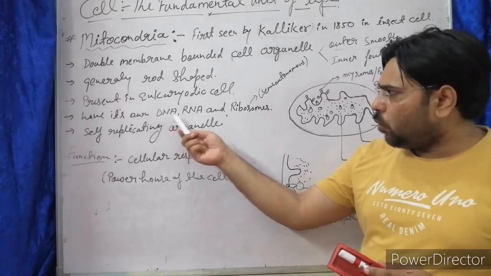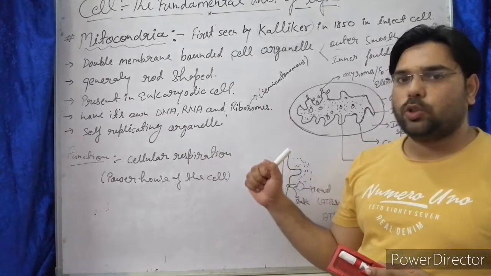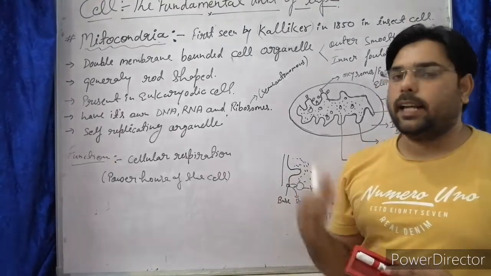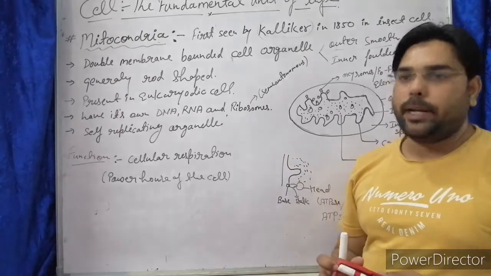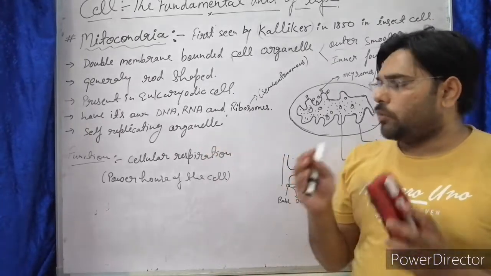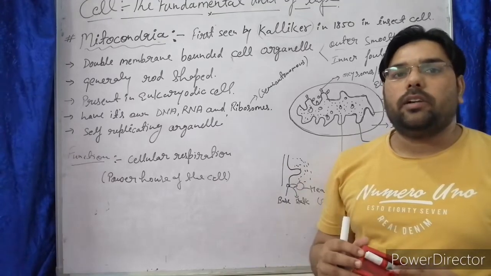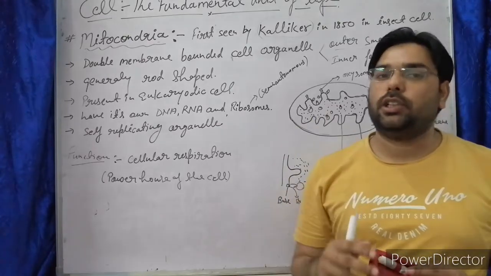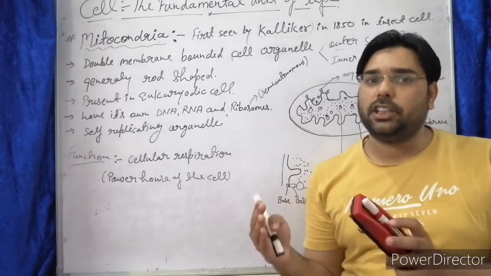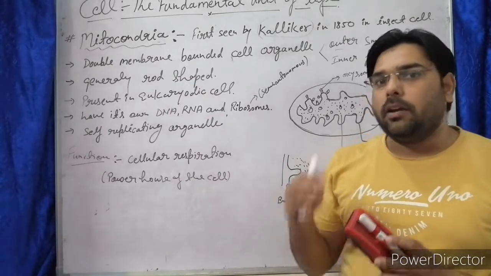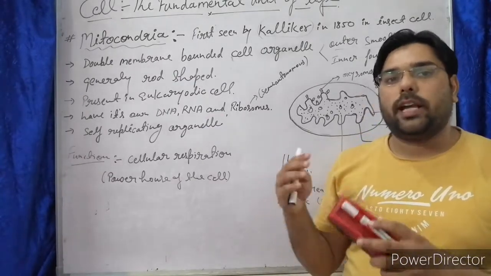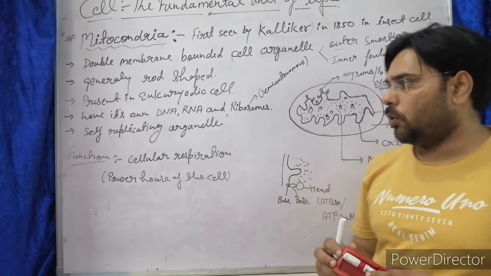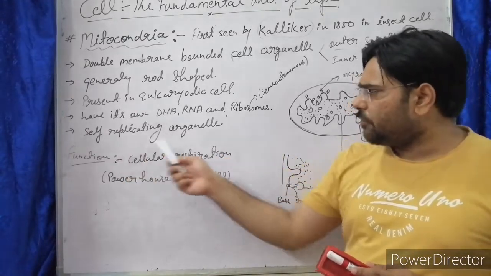So it has its own DNA, RNA and ribosomes. A 70S ribosome is present in the mitochondria. We will discuss it later while seeing the diagram of mitochondria. Due to the presence of DNA, RNA and ribosomes, mitochondria have the capability to self-replicate, meaning they do not require instructions from the nucleus for replication. Replication means to make copies. When mitochondria replicate, they make multiple copies by themselves, using their DNA and RNA. So it is a self-replicating organelle.